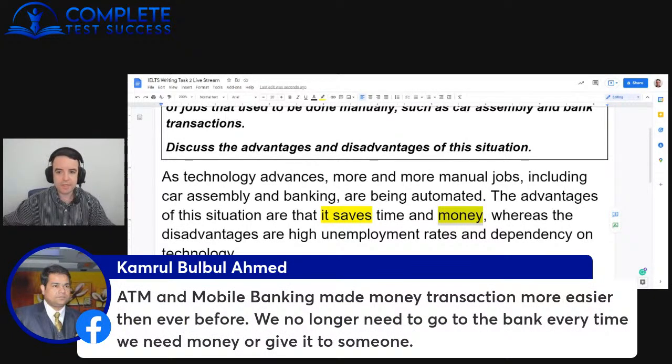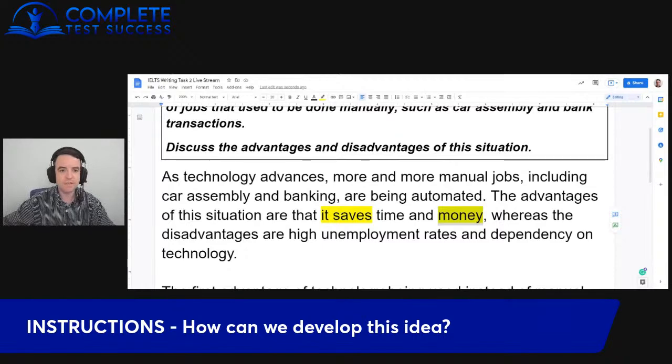ATM and mobile banking made money transactions easier, just easier, not more easier than ever before. We no longer need to go to the bank every time we need to withdraw or transfer money. But again, make sure that you're linking that back. So you're trying to say why it saves time. So specifically, really clearly state, it saves time because we don't need to, and then you say the things that you said.